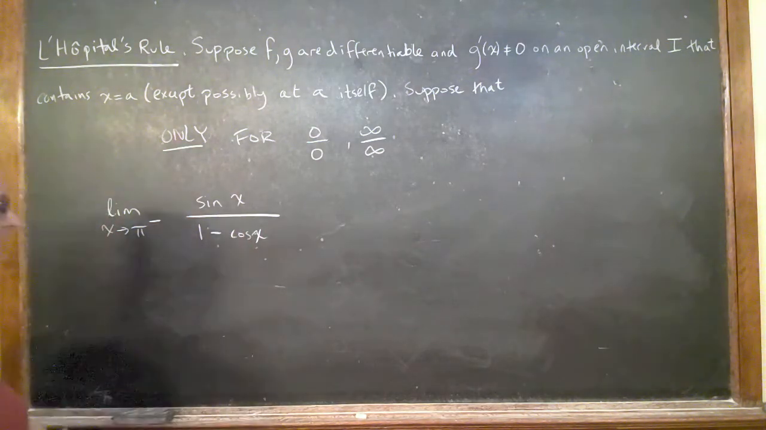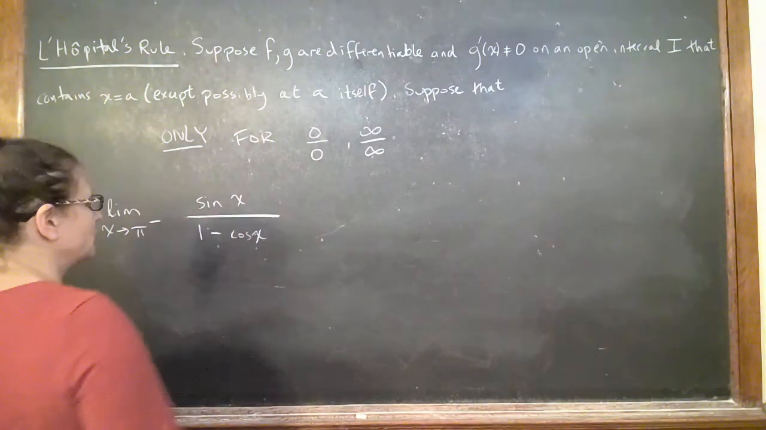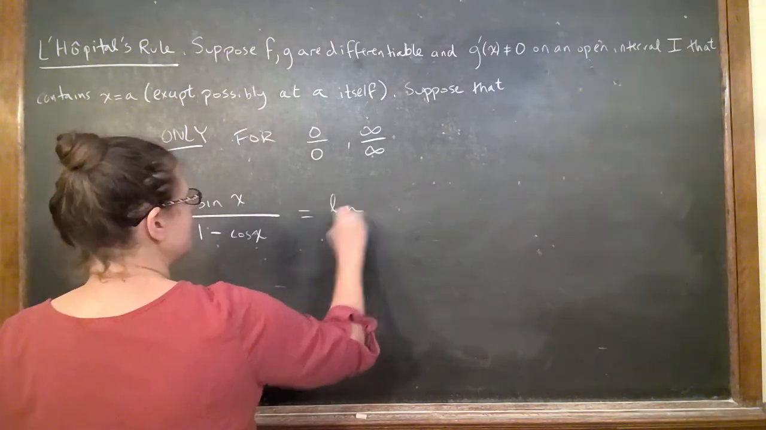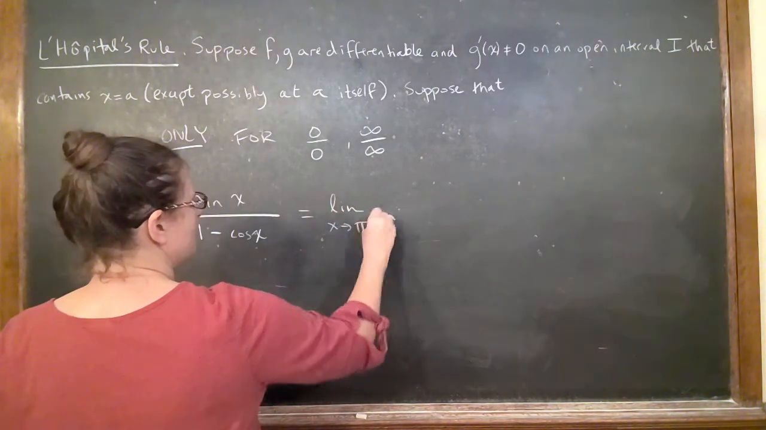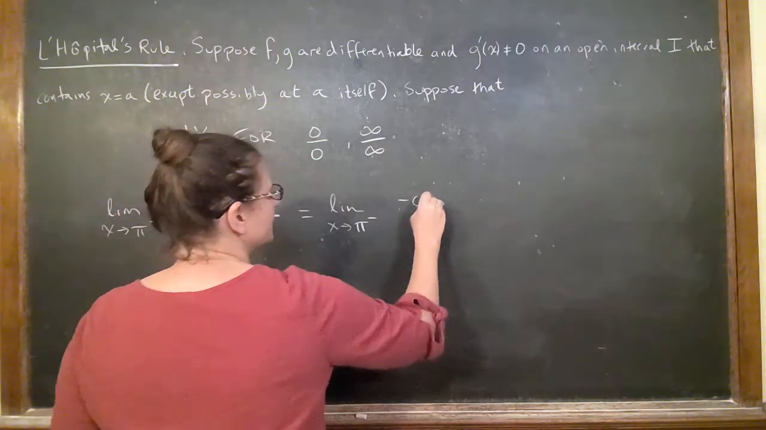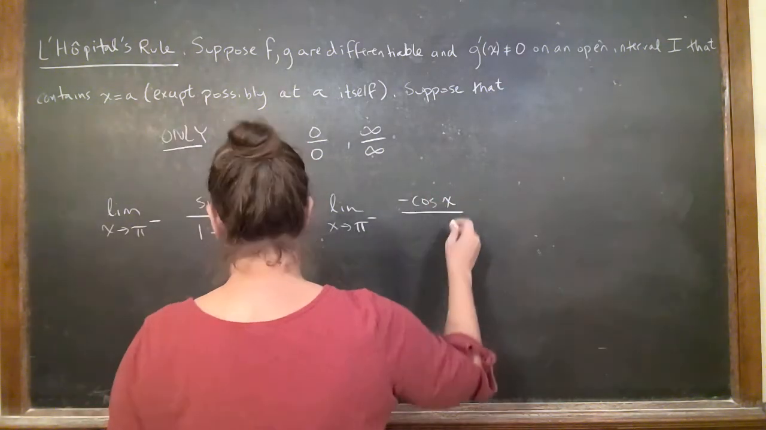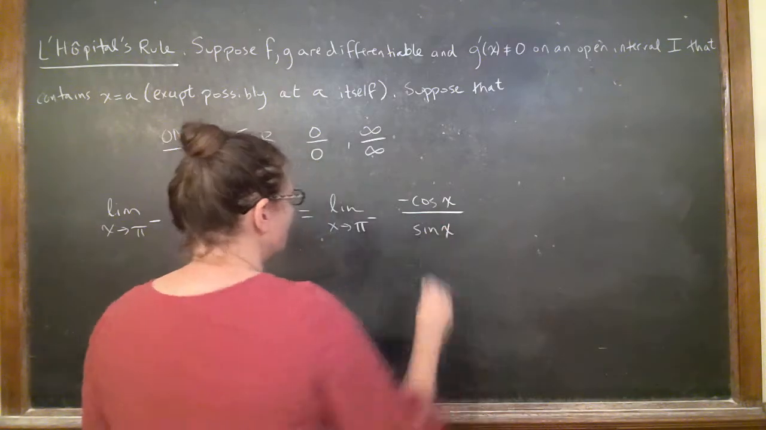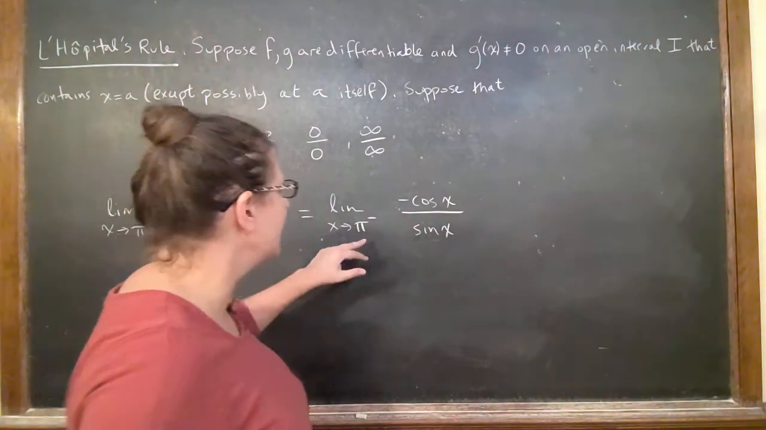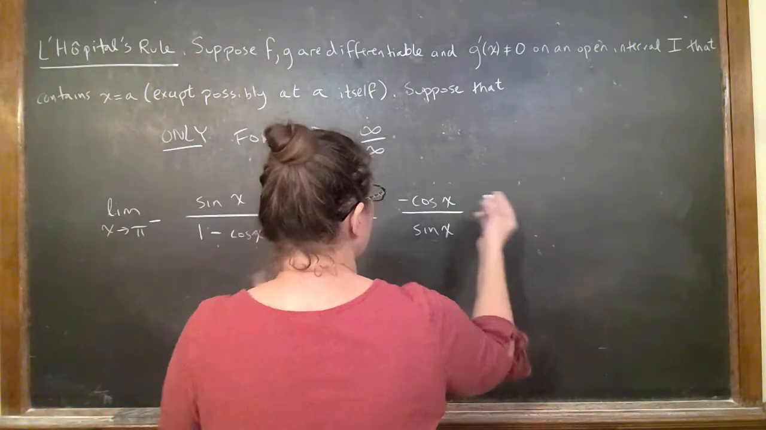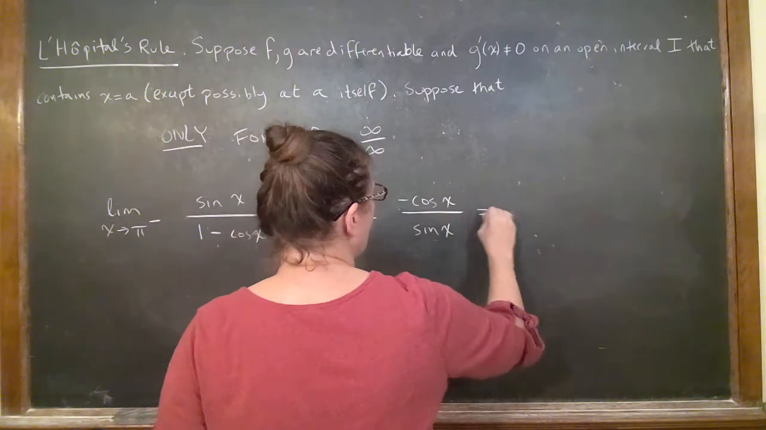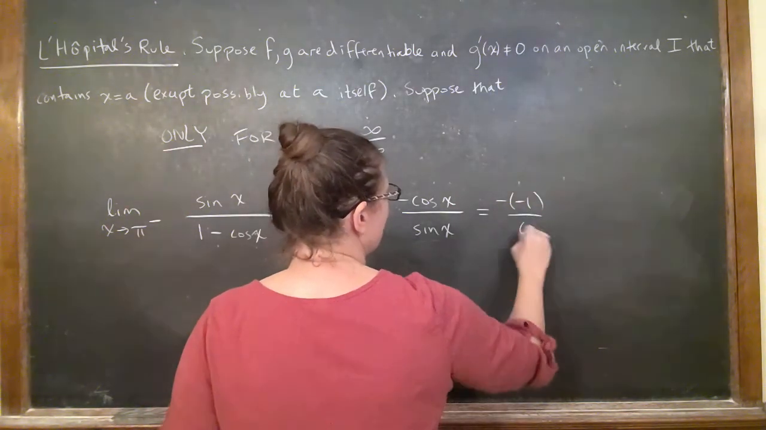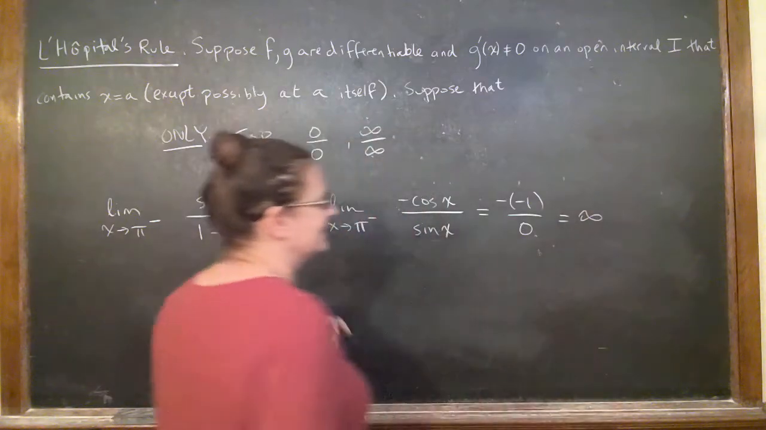Fine. So let's say I see a fraction and I use L'Hopital's rule. I'm going to get limit as x goes to pi. Derivative of sine is cosine. Derivative of cosine is negative sine. Okay, so now if I put in pi, I get cosine of pi, which is negative 1, but with a minus. And then sine of pi is 0, so this looks like it's infinity.